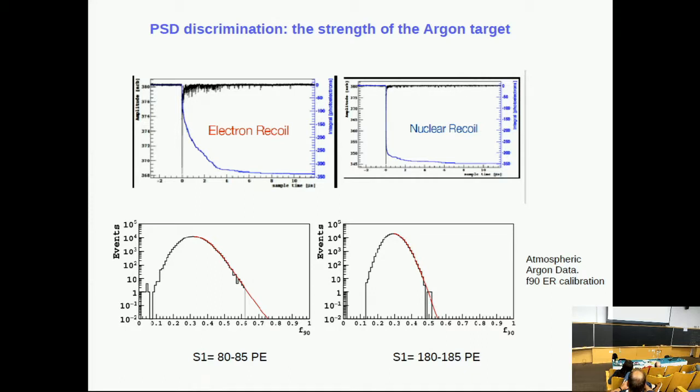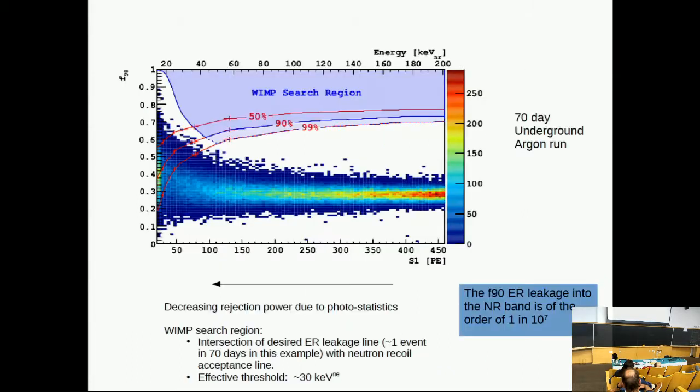Here you have an event which is an electron recoil and a nuclear recoil, and this is the time in microseconds. You can see that the nuclear recoil is much faster. The scintillation light has two components, 1.6 nanoseconds and 1.6 microseconds. Nuclear recoils tend to produce a lot of light within the first 90 nanoseconds. Here is the distribution taken from atmospheric argon data of electron recoils, so you have a very good way of calibrating the F90 from electron recoils. For nuclear recoils, we use americium, beryllium, and beryllium carbon data.